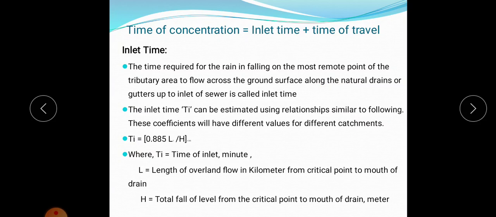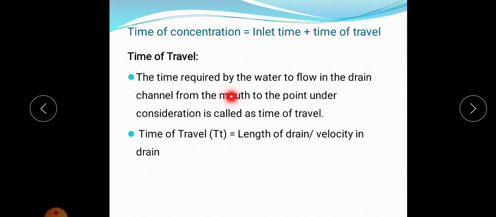ടൈം എന്ന് പറയുന്നത്. ഓക്കെ, അപ്പം ടൈം ഓഫ് കോൺസെൻട്രേഷൻ പറയുന്നത് ഇൻലെറ്റ് ടൈം പ്ലസ് ടൈം ഓഫ് ട്രാവലാണ്. ടൈം ഓഫ് ട്രാവൽ എന്ന് പറയുന്നത് ടൈം റിക്വയർഡ് ബൈ ദ വാട്ടർ ടു ഫ്ലോ ഇൻ ദ ഡ്രെയിൻ ചാനൽ ഫ്രം ദ മൗത്ത് ടു ദ പോയിന്റ് അണ്ടർ കൺസിഡറേഷൻ. ഇത് ആക്ച്വലി ചാനൽ ഫ്ലോ ആണ്. ചാനൽ മൗത്തിൽ നിന്ന് നമ്മൾ കൺസിഡർ ചെയ്യുന്ന പോയിന്റ് വരെ ട്രാവൽ ചെയ്യാൻ എടുക്കുന്ന ടൈമാണ് ടൈം ഓഫ് ട്രാവൽ. ഓക്കെ, സോ ഇൻലെറ്റ് ടൈം പ്ലസ് ടൈം ഓഫ് ട്രാവൽ.